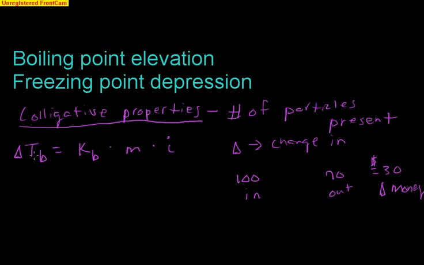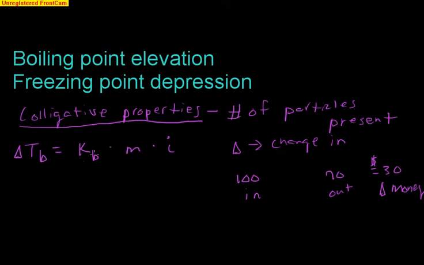So T stands for temperature. In these particular types of problems, temperature is going to be in degrees Celsius, and the B just stands for boiling. And as you'll see later, the formula for the freezing point depression looks a lot like the formula for the boiling point elevation. So we keep going.